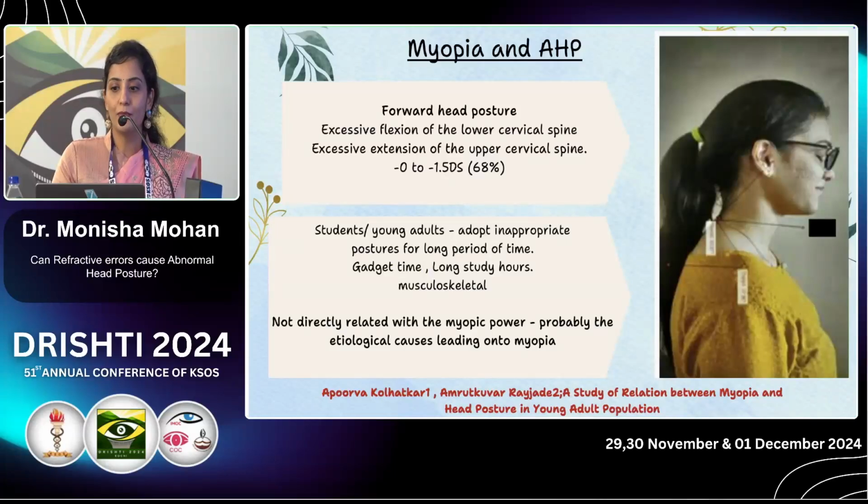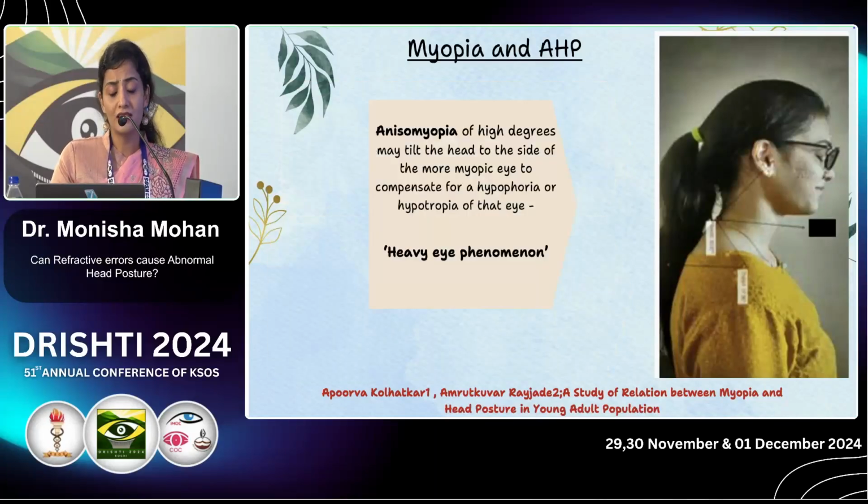Now, myopia and abnormal head posture. The forward head posture you see in this lady is usually attributed to adults and students who adopt inappropriate postures for a long period of time, using gadgets for a long period of time. We don't know if it's directly related with the myopic power, but probably it's one of the etiological causes leading on to myopia.